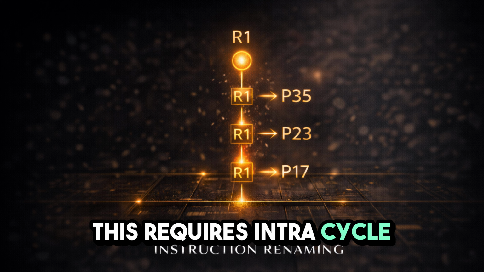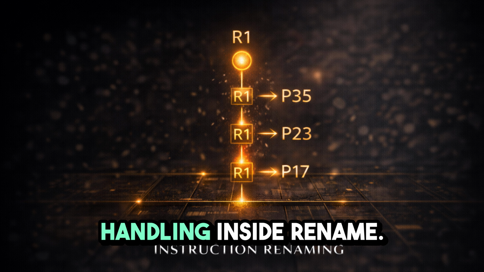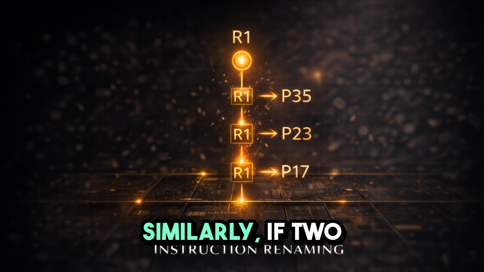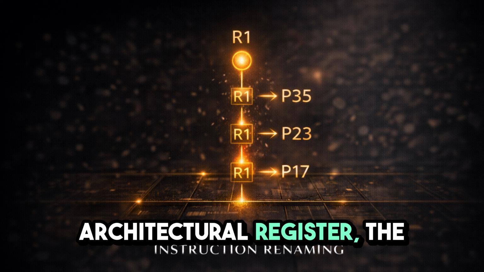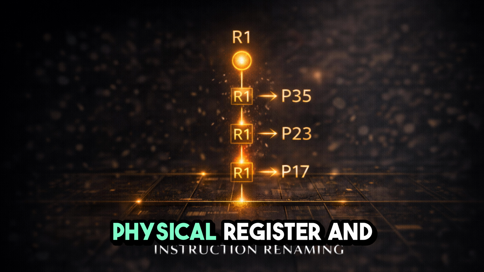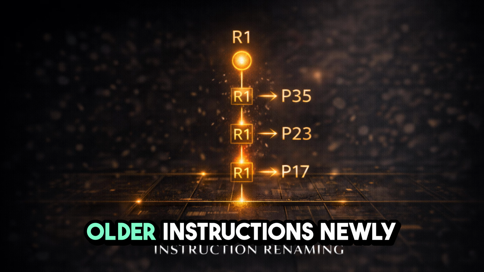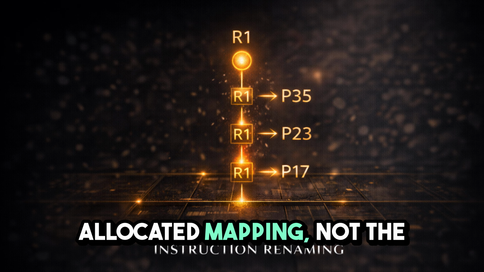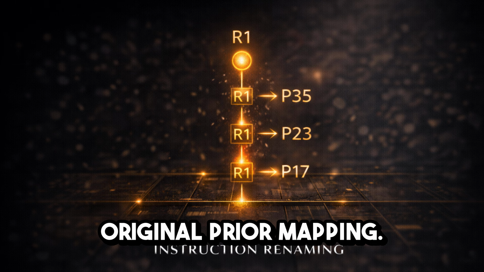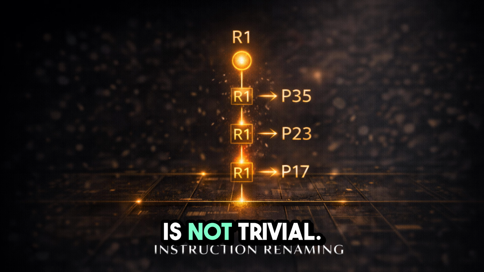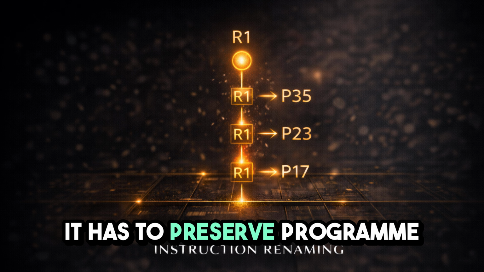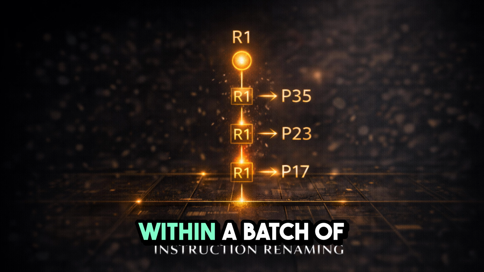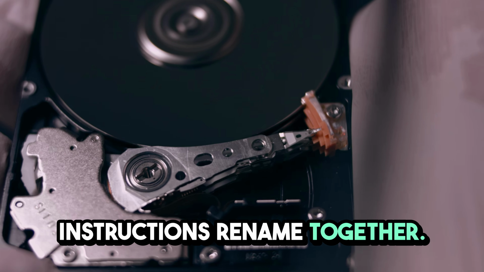This requires intracycle bypassing or dependency handling inside rename. Similarly, if two instructions in the same cycle both write the same architectural register, the younger one must get a new physical register and record that it replaced the older instruction's newly allocated mapping, not the original prior mapping. So wide rename logic is not trivial. It is not just a table lookup. It has to preserve program order relationships, even within a batch of instructions renamed together.